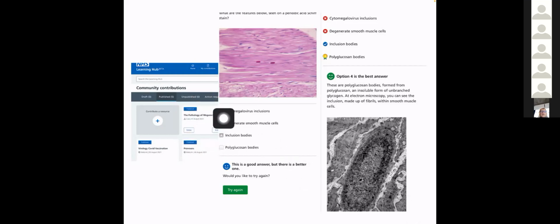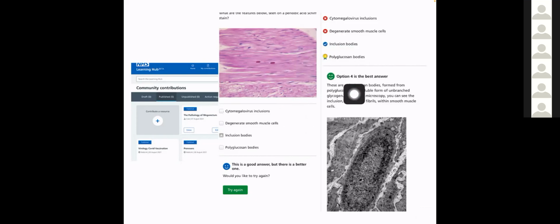You can put the pathology of megarectum up here. We've just published an extremely big paper on this, I say so myself, the pathology of megarectum. And then you can ask questions. So this particular module has a link to the review paper, and then it has questions with pictures. It says, what are these particular structures seen in the muscle layer of the colon? This is a single best answer question. So as a test, I put inclusion bodies here, and it will give you a response saying it's a good answer, but there's a better one. And the better answer is polyglucosan bodies.